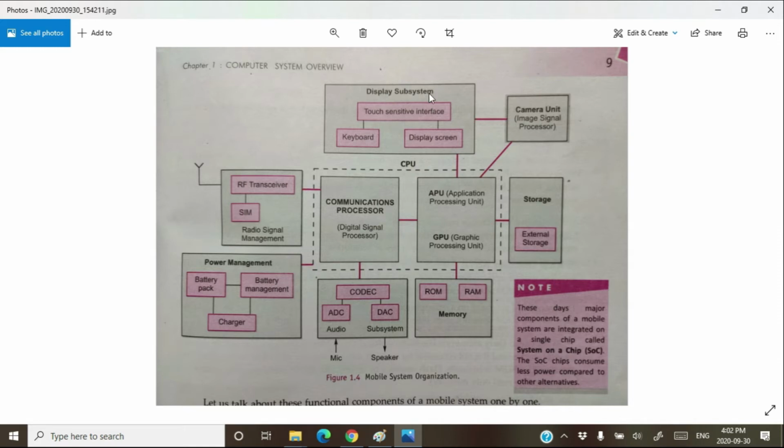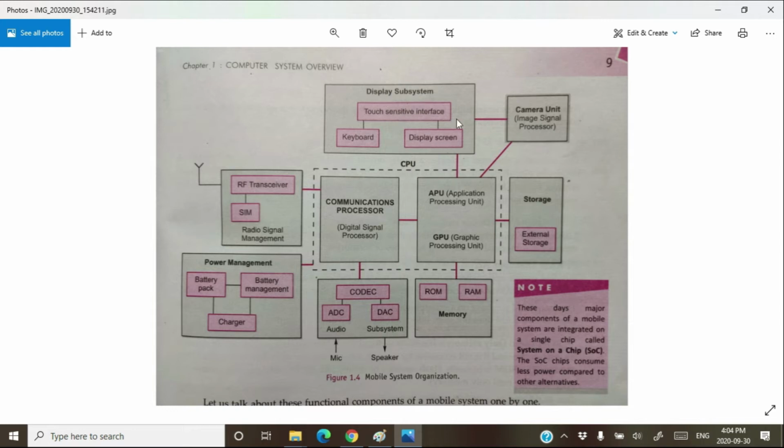Let's start with the display subsystem. The display subsystem has a touch sensitive interface, keyboard and display screen. As you know, all the mobile phones nowadays have an on-screen keyboard. Means the mobile phones nowadays do not come with a separate keypad keyboard. So the keyboard is actually present in your display. That's why the keyboard is part of the display subsystem. So the touch sensitive interface is connected with the keyboard and with the display screen.